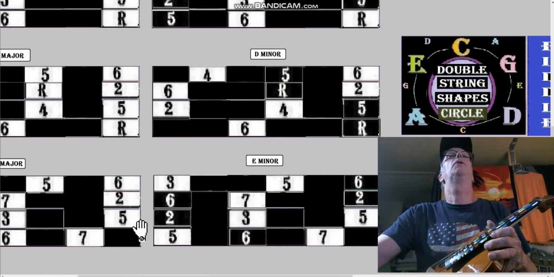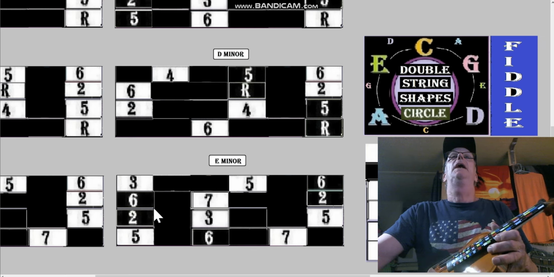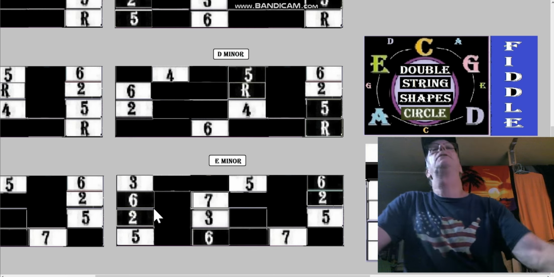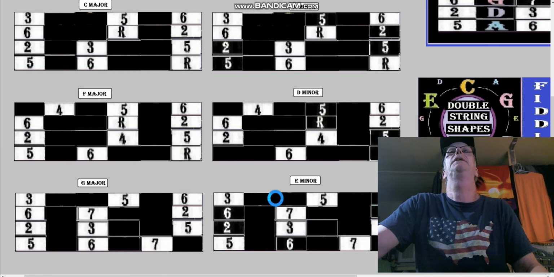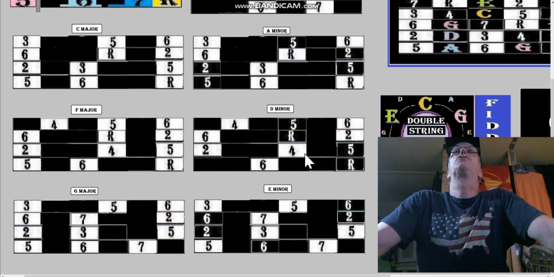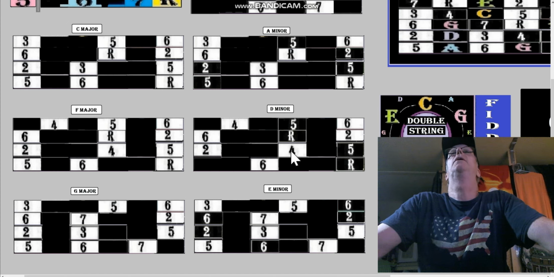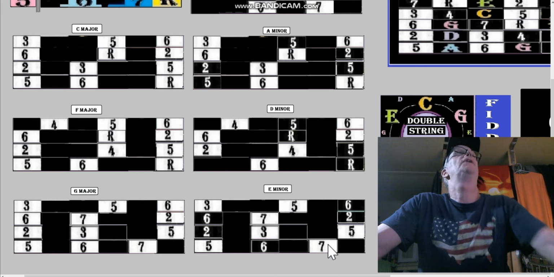Now let's just go over to E minor real quick. It's important to realize that the E minor is going to fit into the G major. So let's get them both on the screen here. And the D minor, now these are triads. 6, 2, 4, 6, 2, 4, 6. It's going to fit into the F major. This triad is going to fit into the G major. So these are triads now.